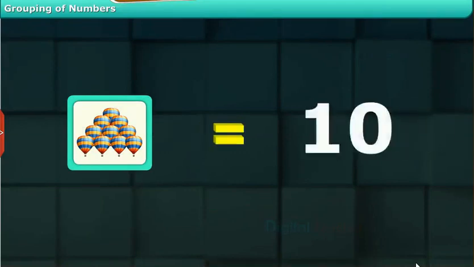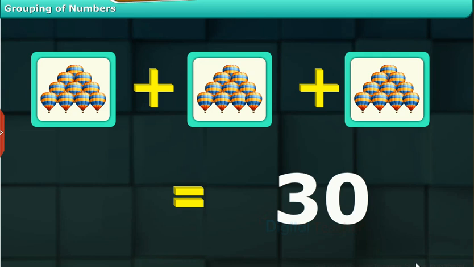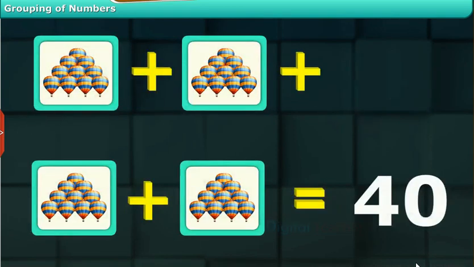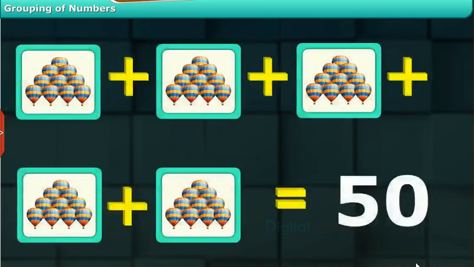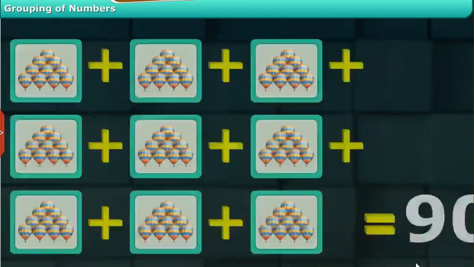Let us see the groups of numbers. Here, each set contains 10 parachutes. We can count the numbers using the number of sets. The second row contains 2 sets, hence the number of parachutes are 20. In the same manner, the third row contains 30 parachutes since it contains 3 sets. Then follow 40, 50, 60, 70, 80 and 90.